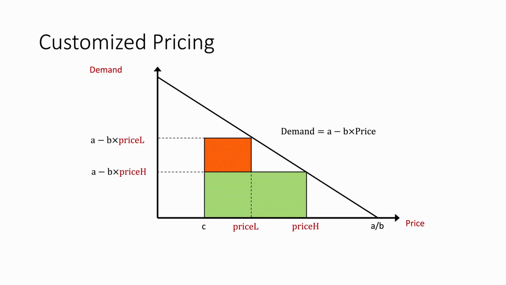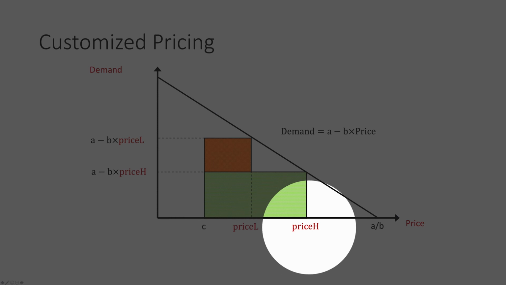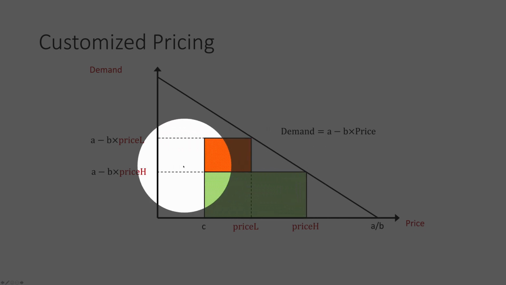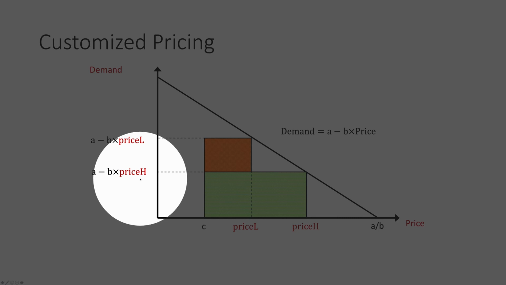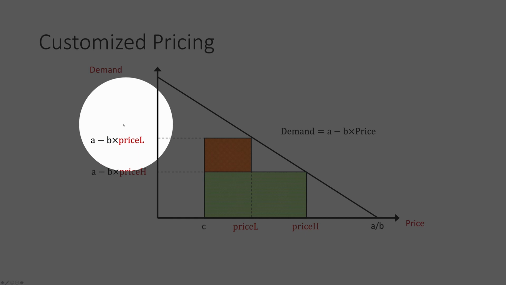Now let's tackle the next problem when we charge two prices using a customized pricing scheme. So the two prices we charge are price L, that is price low, and price H, that is price high. At price high, we have the demand at price high, so it's A minus B times price H. And at price low, we get a demand of A minus B times price L.